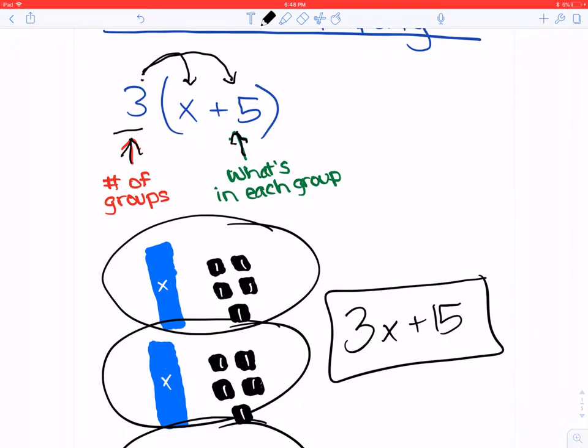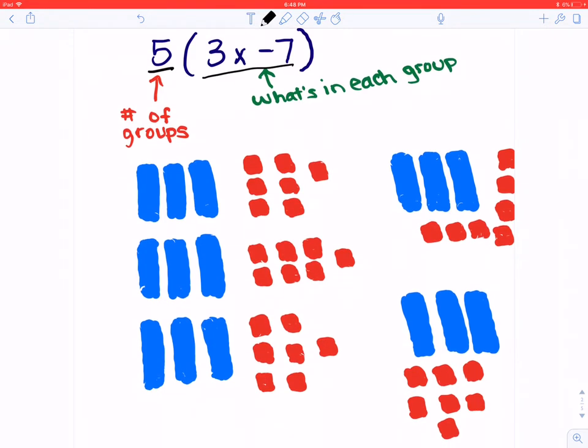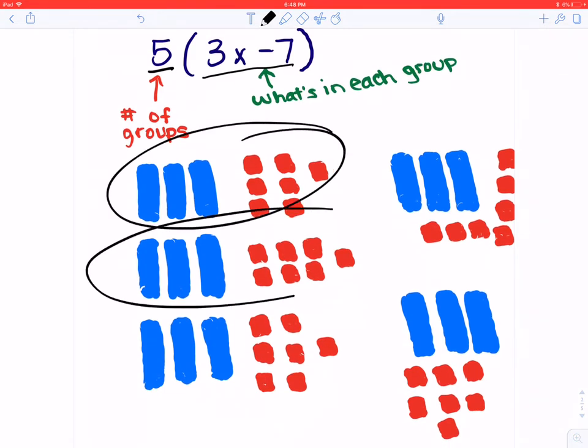Similarly, I could have multiplied 3 times x, 3x, 3 times 5, 15. Let's look at another. Here I have 5 goodie bags, and in each goodie bag is 3x minus 7. So I have 5 groups of 3x minus 7.